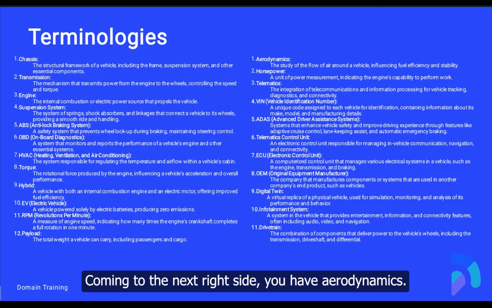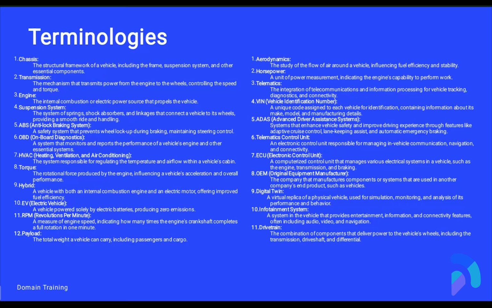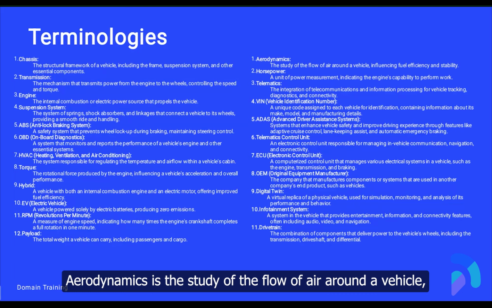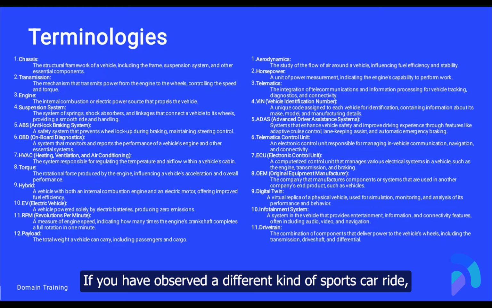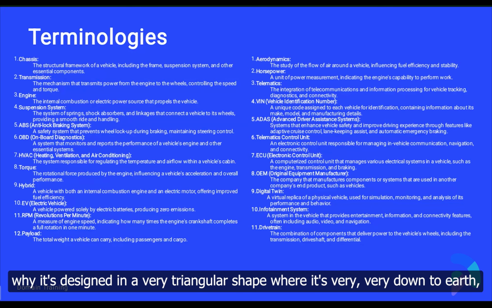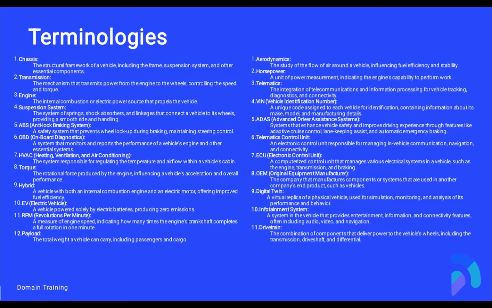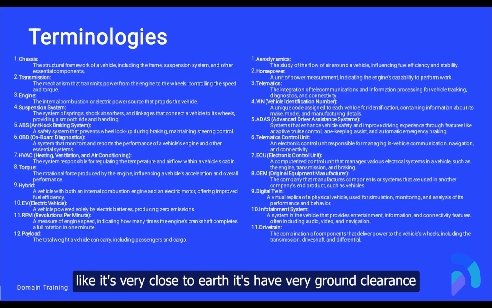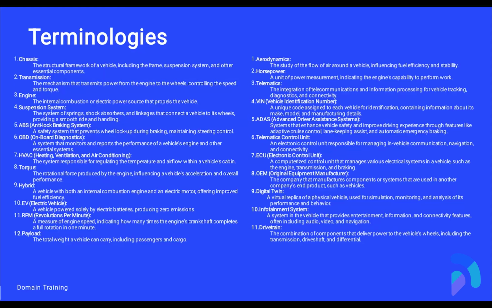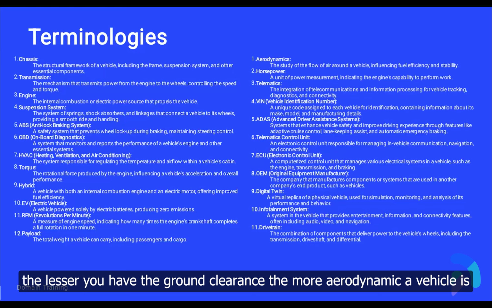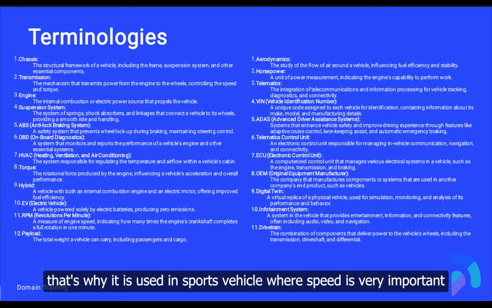So coming to the next one on the right side, you have aerodynamics. Aerodynamics is the study of the flow of air around a vehicle, influencing fuel efficiency and stability. If you have observed different kinds of sports cars, why are they designed in a very triangular shape, very close to the ground? They have very low ground clearance, and some vehicles, like SUVs or big vehicles, have a very high ground clearance, right? The lower the ground clearance, the more aerodynamic a vehicle is. That's why it is used in sports vehicles where speed is very important.